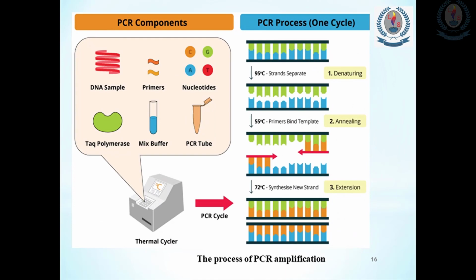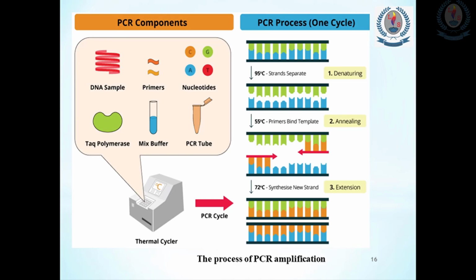Now, these are the PCR components. So, first of all, we are taking the DNA sample and then it is mixed with primers, nucleotides, buffer, and Taq polymerase enzyme. So here this Taq polymerase enzyme is extracted from Thermus aquaticus bacteria. We have extracted this Taq polymerase enzyme from a thermophile. Thermophile means bacteria that can survive under extreme temperature conditions.